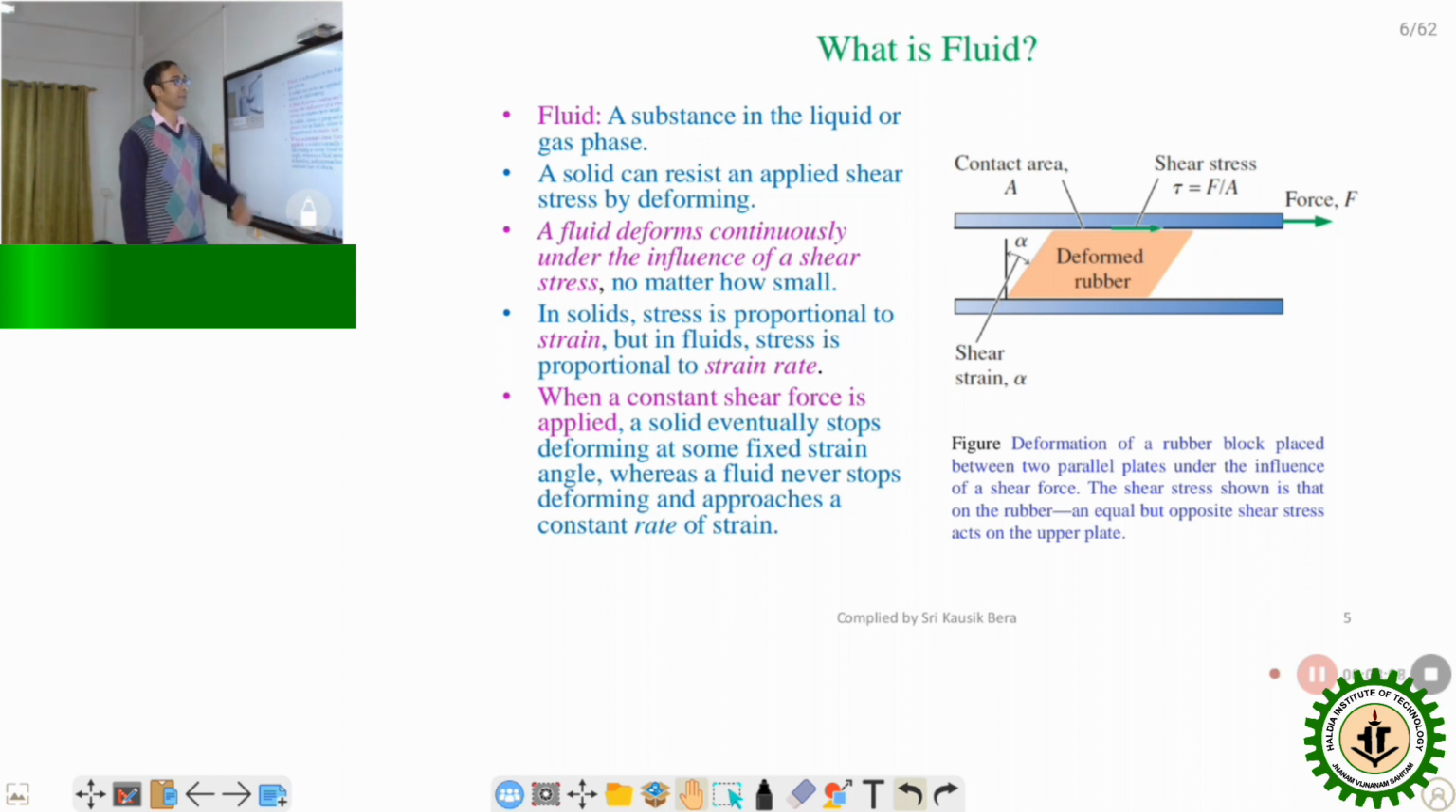Here in this diagram, this is the contact area and the shear stress. This is tau, which is F by A. The force is acting on this, and this is the deformed rubber, and here is some angle. This is called the shear strain.